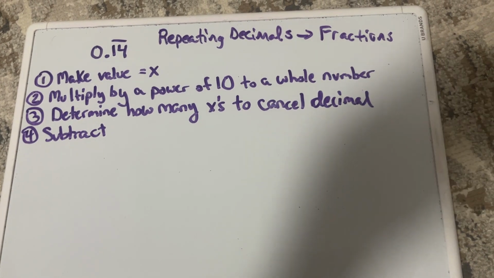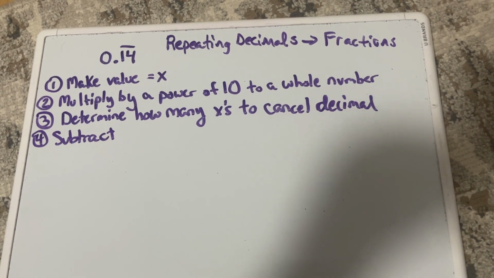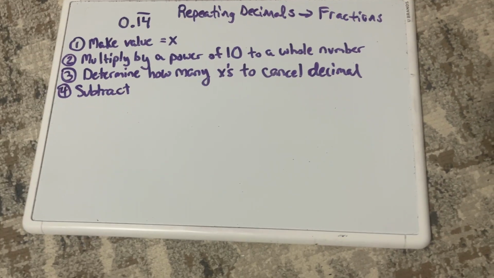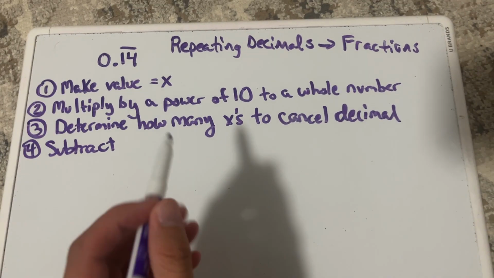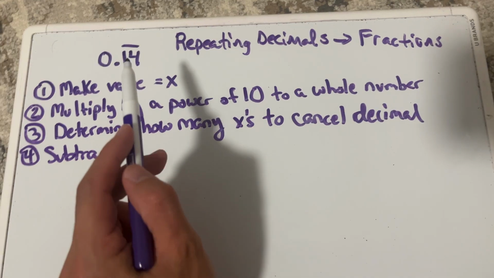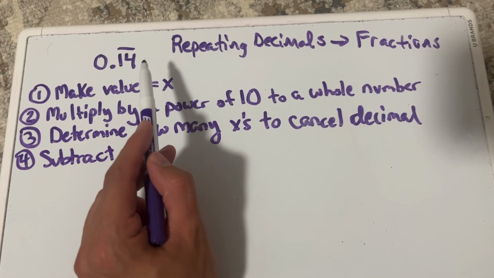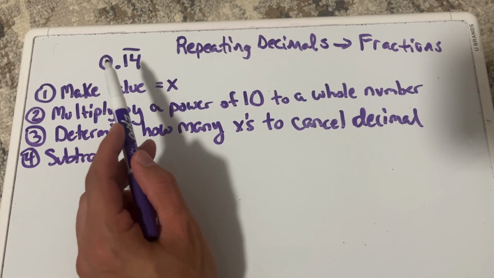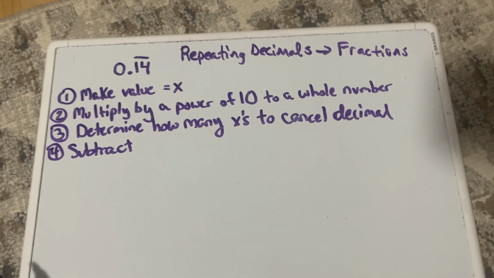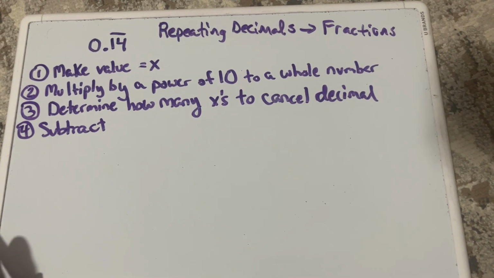Today, we're going to be converting repeated decimals into fractions. This is a very difficult topic, so please pay attention. So let's say I have 0.14 repeating. That bar notation indicates that the 1 and 4 are going to be repeating forever and ever. We'll say 0.14141414, and so on and so forth. We are going to turn that into a fraction and actually try to quantify it.